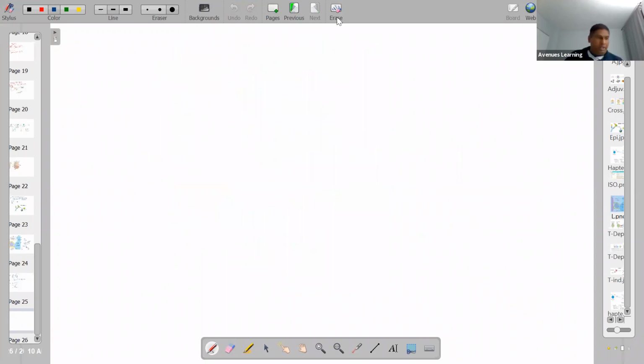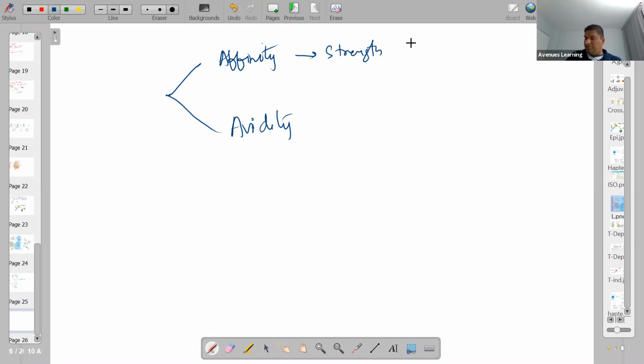Now, there are two terms as far as antibody and antigen interactions are concerned. One is called affinity and the other one is called avidity. Now affinity is, this is the definition, the strength of interaction between a single site on an antigen and an antibody.